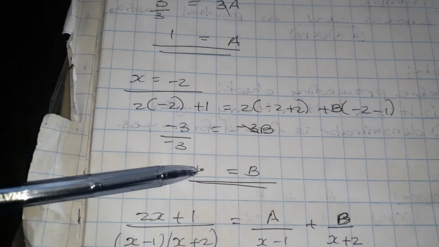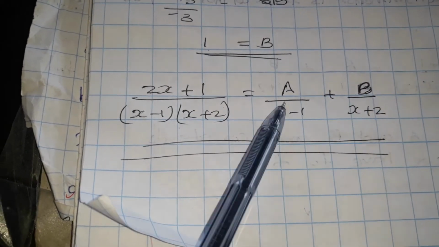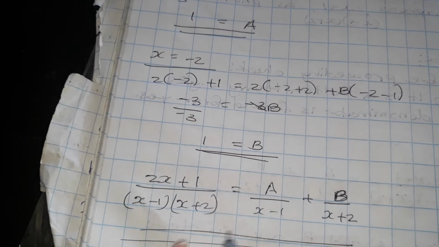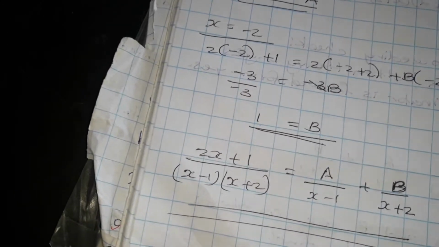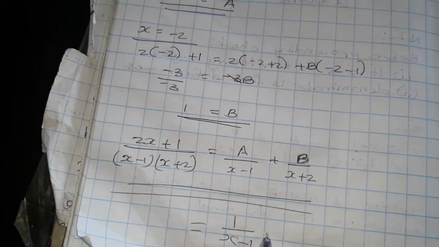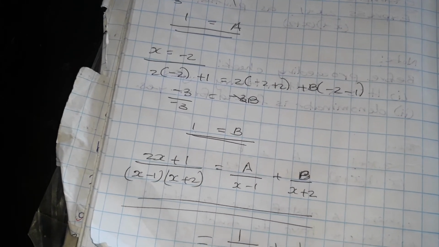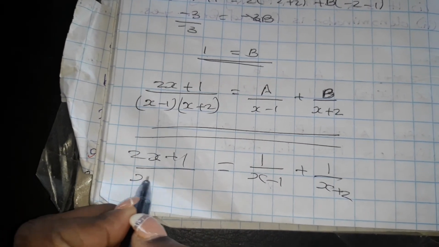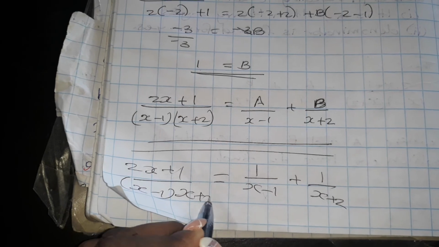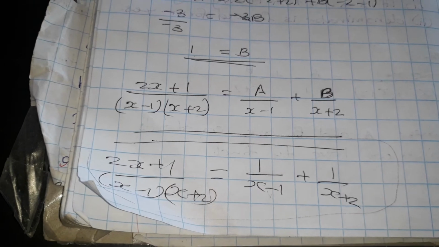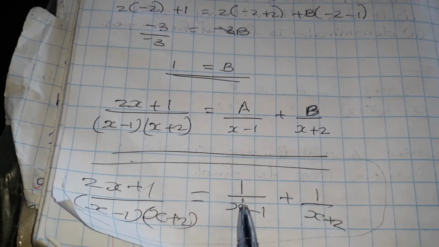Therefore, when I substitute the value of B and the value of A in my equation, my partial fraction is done. So 2x plus 1 upon (x minus 1)(x plus 2) is equal to 1 upon x minus 1 plus 1 upon x plus 2. On this side, I have 2x plus 1 over (x minus 1) into (x plus 2). So that's my final answer for the partial fractions in the case of the factored form.